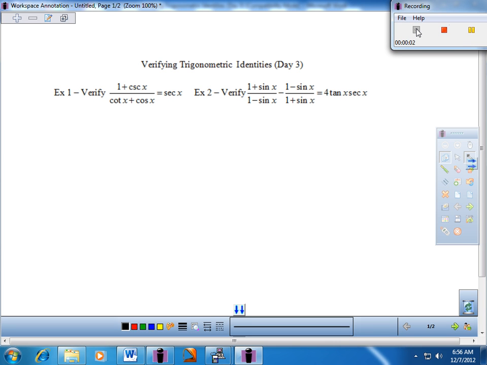Today we're going to be looking at the notes worksheet entitled Verifying Trigonometric Identities Day 3, and this lesson just represents an opportunity for us to get a little more practice dealing with these identities that we've been exploring over the last couple days. So we're going to do just 4 examples here, and we're really starting to get into the more difficult ones.